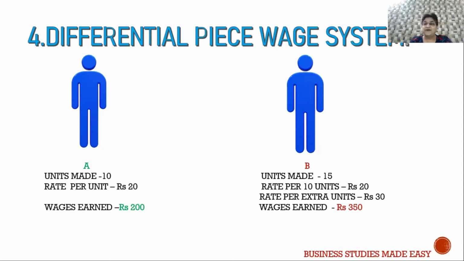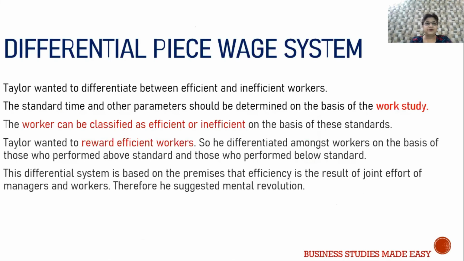So Taylor said to differentiate between the efficient and inefficient worker and let the efficient worker earn more. Then 2 things will happen. Either the inefficient will also become efficient or he will leave the organization because the difference between the 2 is quite a lot. So what is differential piece rate? He said differential piece rate is again based on work study because first you have to see how many units a person can make. You have to time it. All that has to be done. And then he classified the workers into efficient and inefficient.